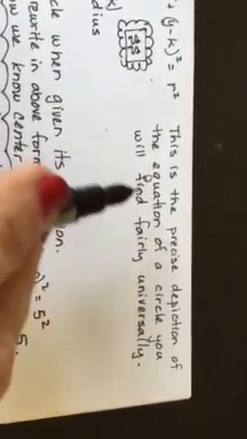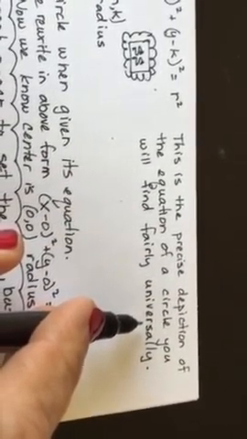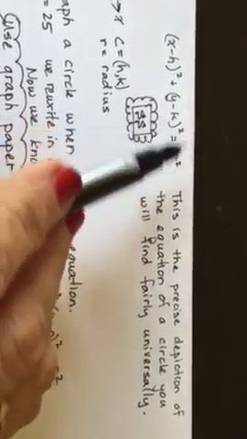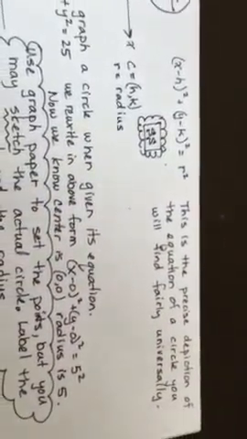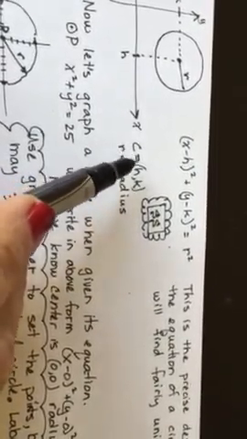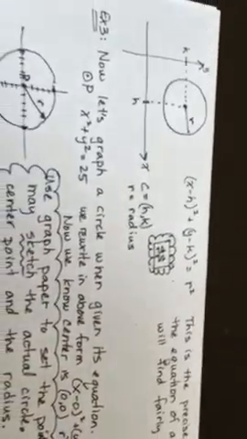This is the precise depiction of the equation of a circle you will find fairly universally. I'm not sure about how many other languages, but in all places I've seen, you will see it with x minus h and y minus k and r squared. So please put this on your smart sheet along with what helps you. The center is (h, k). The r is the radius.